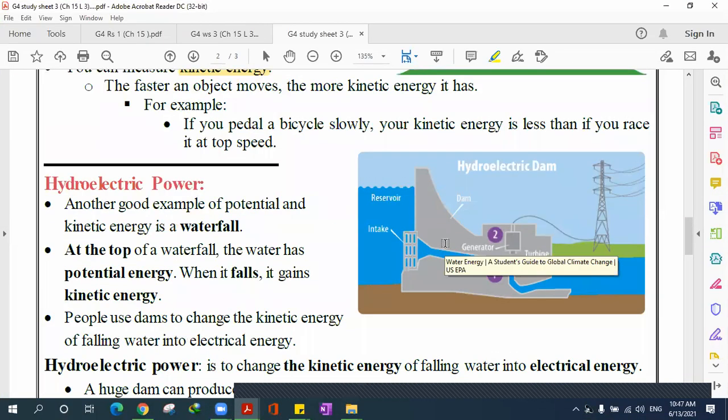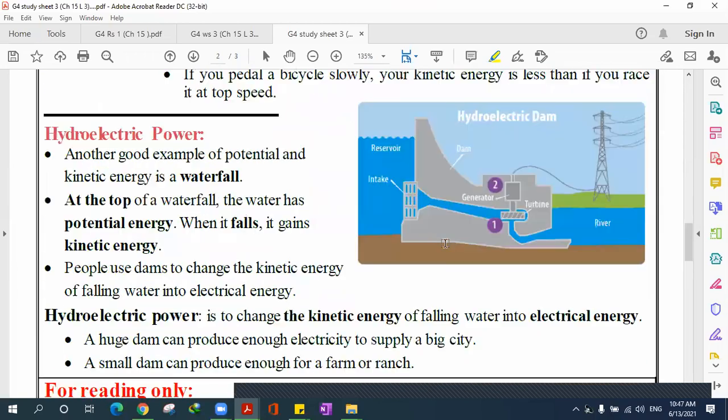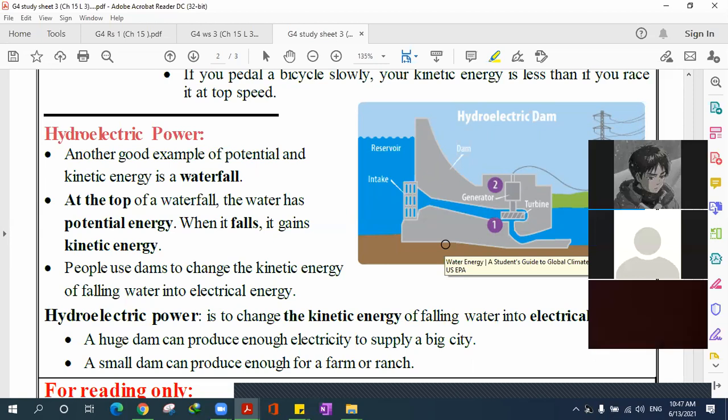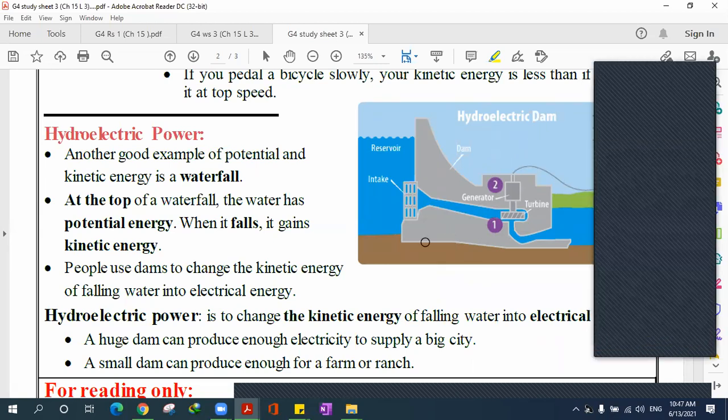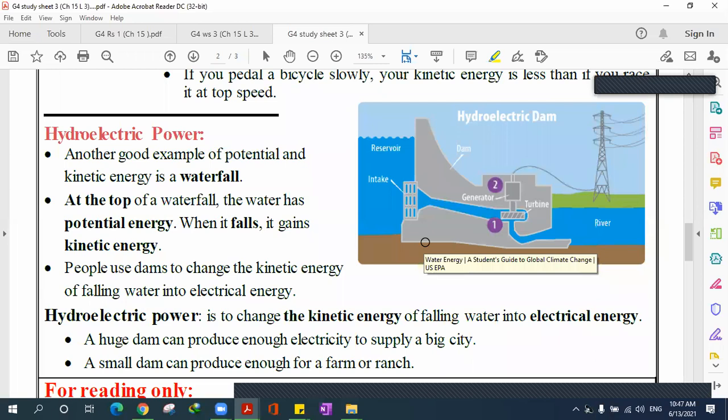So after this, we have two examples. I'm sorry, maybe more than that. We have three examples: the hydroelectric power, the geothermal energy, and the last one is solar energy. Those three examples of energies are a great example of both kinetic energy and potential energy working together.